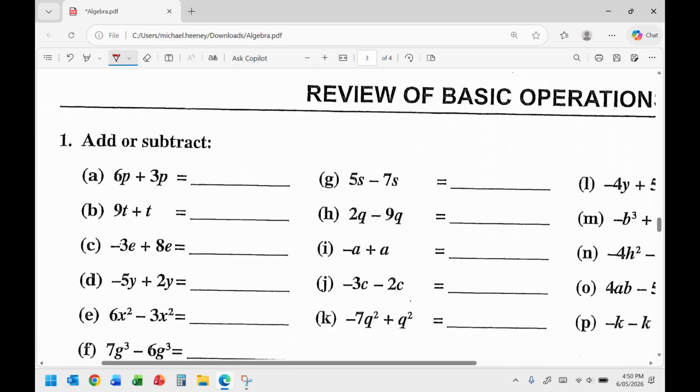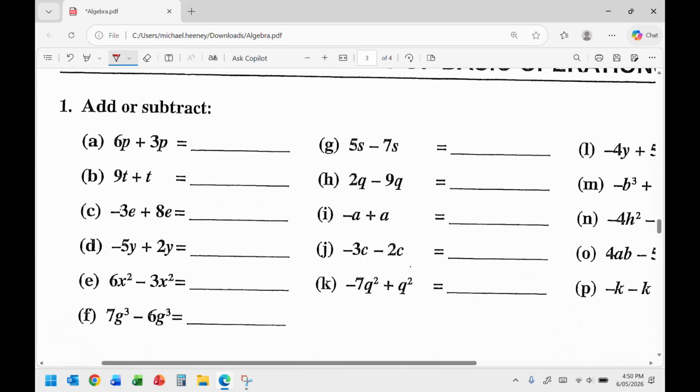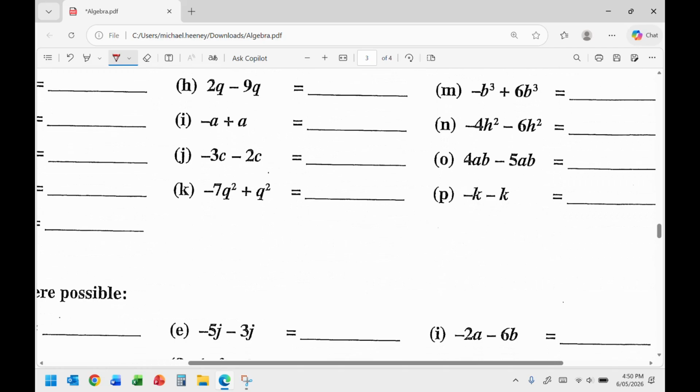Jumping down a page. Add or subtract. Well, this is essentially what we were doing before. We're just doing it with like terms. We'll just do a couple. So let's look at, I don't know, J. We'll do J. We have like terms. We've got C and we've got C.